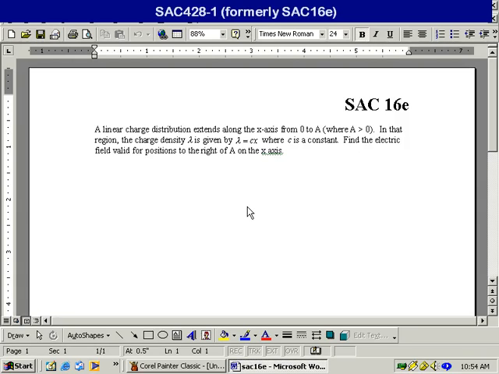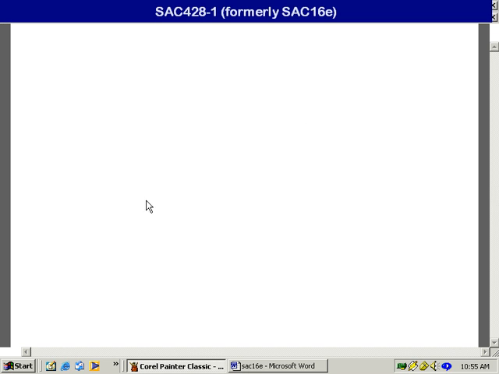SAC16E involves a continuous charge distribution, and you're supposed to find the electric field. In this case, the charge distribution is strictly on the x-axis, and we're supposed to find the electric field at points to the right of the entire charge distribution. Let's see if we can get a sketch going here.